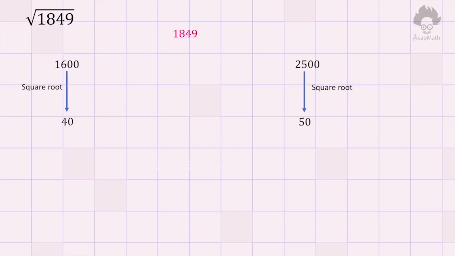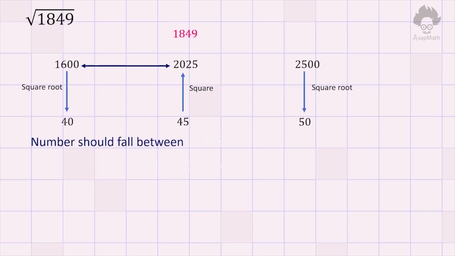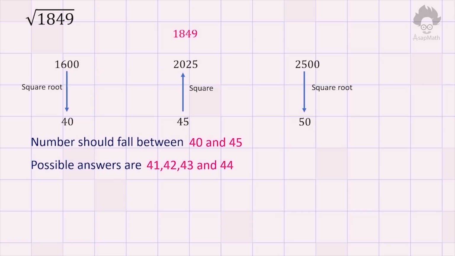To go for a closer approximation, now take the square of 45. Just remind the note 2. Square of 45 is 2025. As our number is 1849, now we can conclude that the answer falls between 40 and 45. Possible answers are 41, 42, 43 and 44. Reminder note 3. 3 square and 7 square will give 9 as the last digit. So, the only possible answer here is 43.